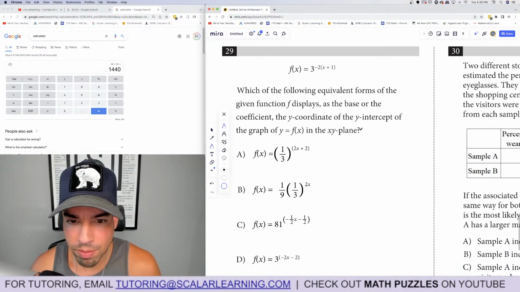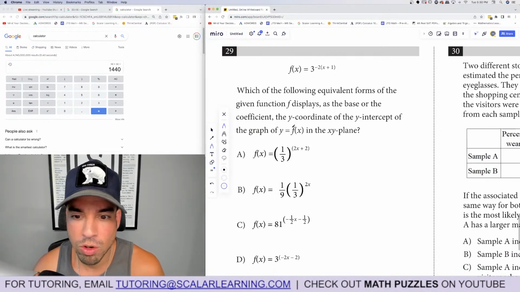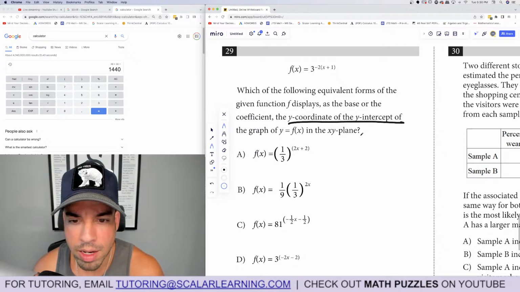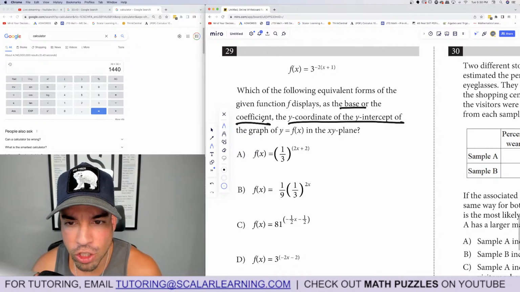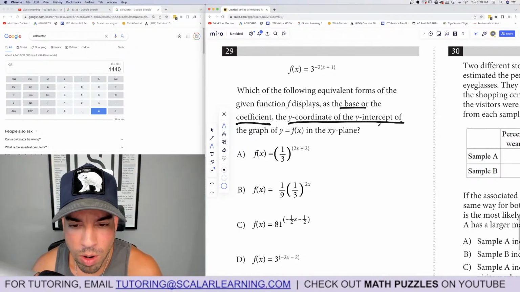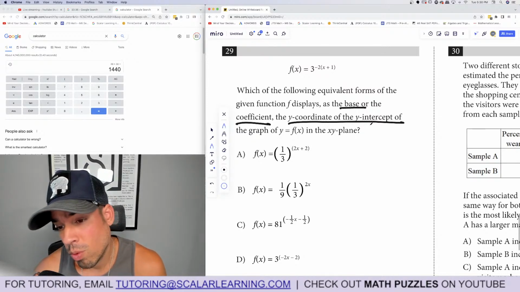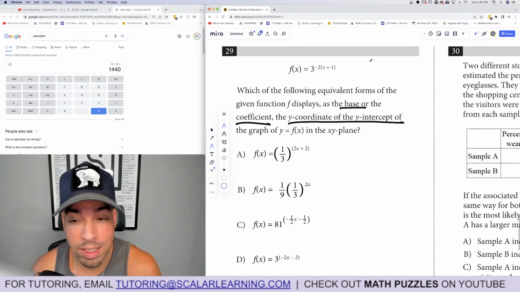Which of the following equivalent forms of the given function f displays the y-coordinate of the y-intercept as the base or the coefficient? Okay, so what is the y-coordinate of the y-intercept? Well, that's when x equals 0.